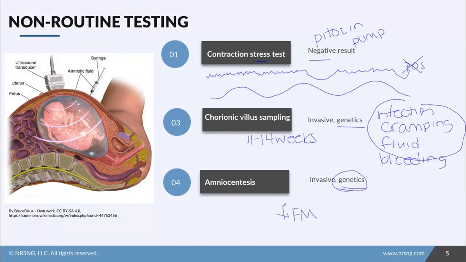This is sometimes a question, and you can get tricked up with the chorionic villus sampling. So just know this mom is not going to call for decreased fetal movement because she is early on in gestation. She's only 11 to 14 weeks. And so you wouldn't feel the fetal movement at that point.